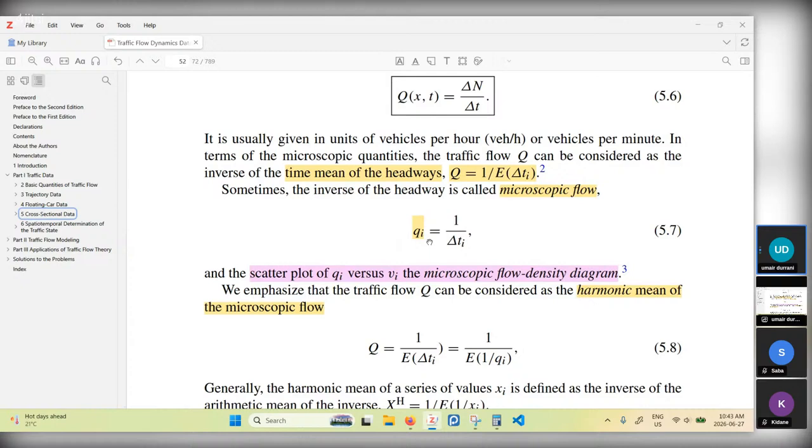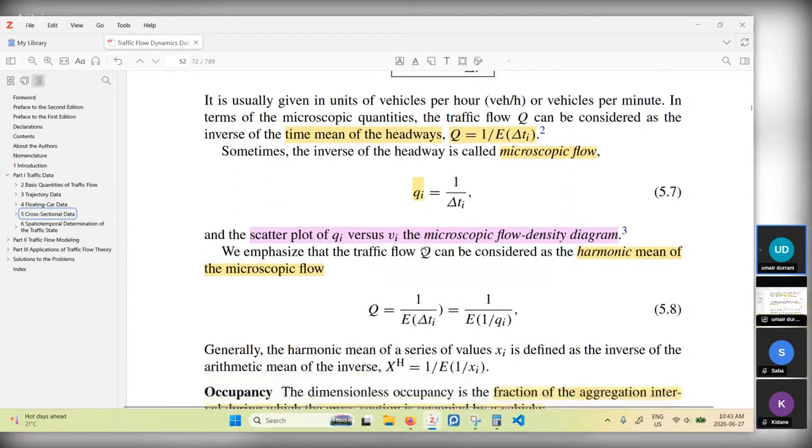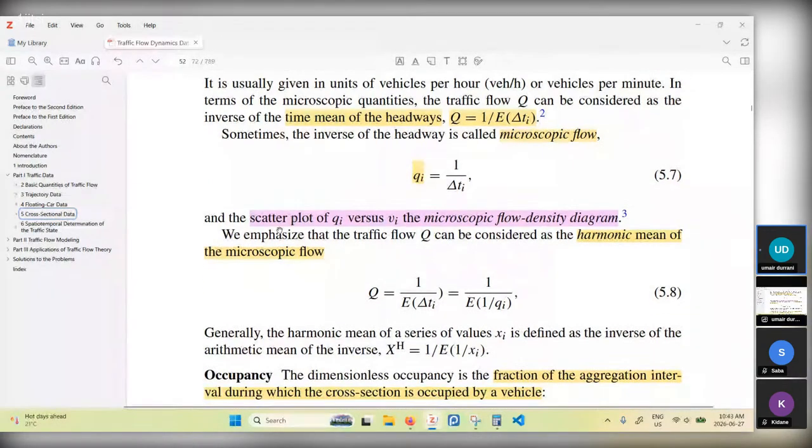So Q1, for example, is for vehicle number 1. And we know that vehicle number 1 has a leader, vehicle number 1 minus 1, which is 0. So it has a time headway from that vehicle, which is given by delta Ti. So if we take 1 divided by that time headway, that will give us microscopic flow. And then it mentions here that a scatter plot of this microscopic flow versus speed will give us the microscopic flow density diagram.